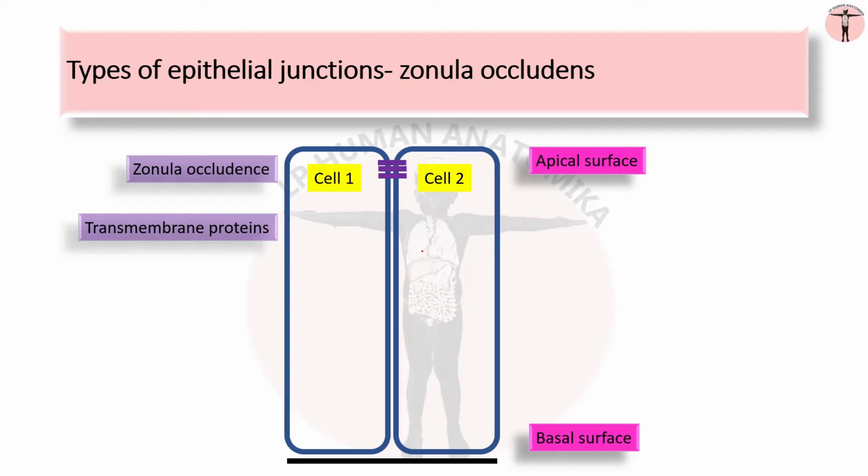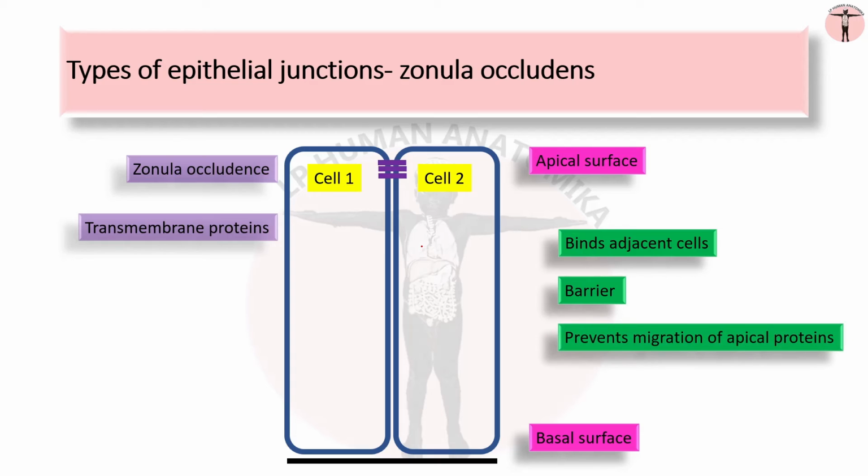Coming to the functions, the occluding junction binds the adjacent cells with each other. It acts as a barrier as it prevents the movement of substances from the lumen of the viscera into the intercellular space. Certain substances enter the cell by diffusion or active transport and pass through the tissue. Thus, cells can control the movements of substances across the tissue.